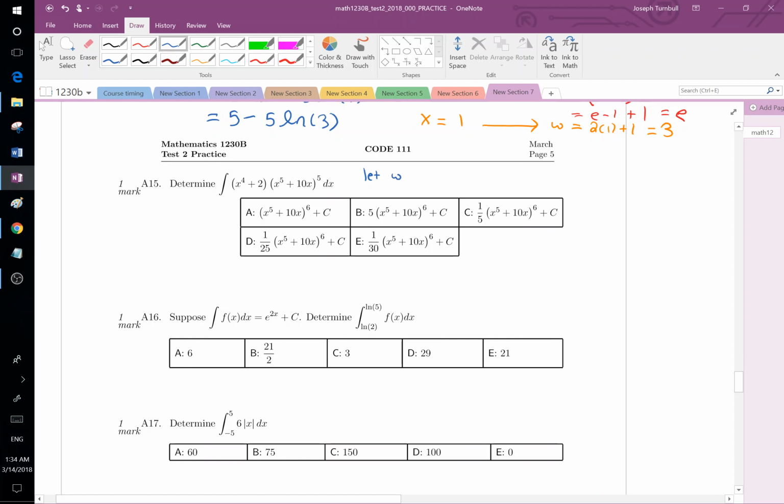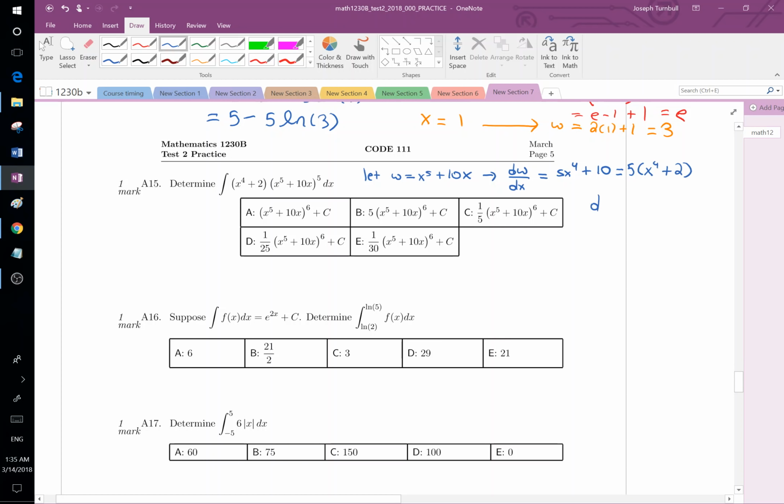Now let w equal the thing inside the second bracket, the thing that's inside the power of 5: the x to the 5 plus 10x. Because that thing is raised to a power, that's a function plugged into another function. I'm going to calculate the derivative, dw by dx. Derivative of x to the 5 is 5x to the 4. Derivative of 10x is 10. Now we cross multiply, cross divide. Well, I'll common factor first. I'll take a 5 out: 5 times x to the 4 plus 2.